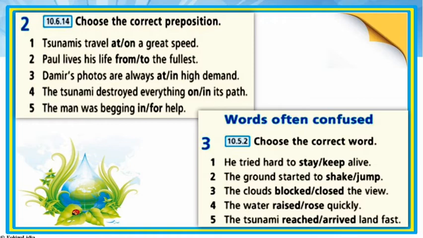The first sentence. Tsunamis travel at on a great speed. 2. Paul lives his life from to the fullest. 3. The mirror's photos are always at in high demand. 4. The tsunami destroyed everything on in its path. The last sentence. The man was begging in for help.